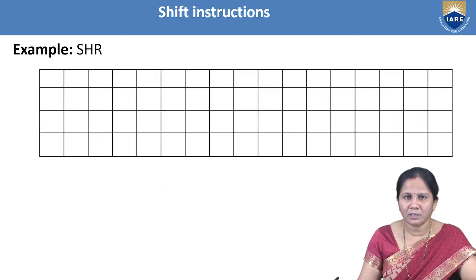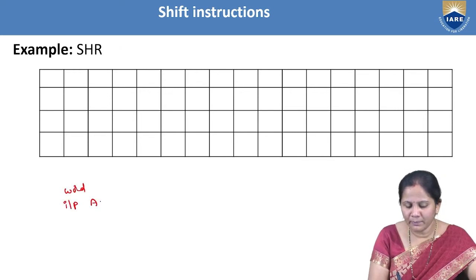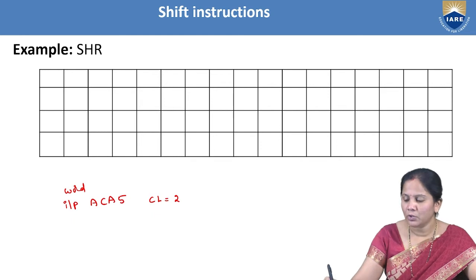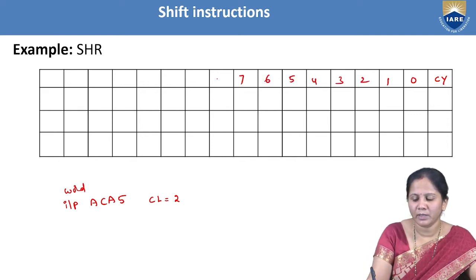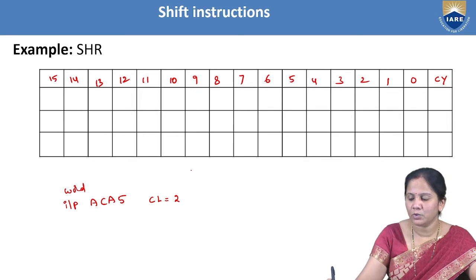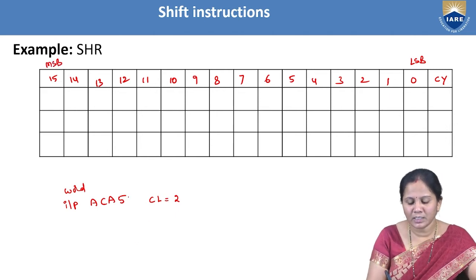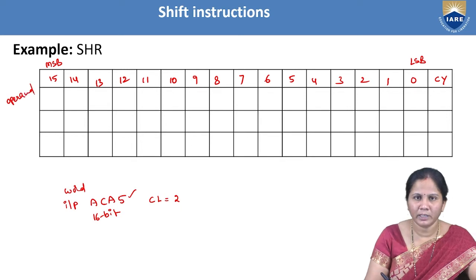Now, coming to the 16-bit example, when this SHR instruction is executed, consider the word operand, the same as before, ACA5, and the count value CL is 2. Since this is a shift right operation, the carry bit will be present at the right side. Next come bits 0, 1, 2, 3, 4, 5, 6, 7, 8, 9, 10, 11, 12, 13, 14 and 15. This is the carry bit, this bit is called the LSB, and this bit is called the MSB. Considering this 16-bit value as input, you have to represent that operand in the form of binary.